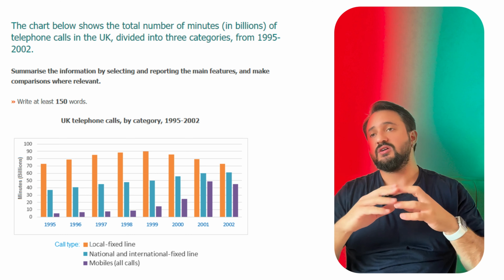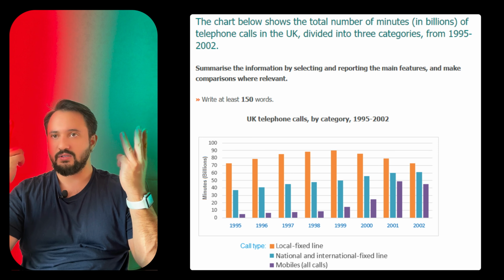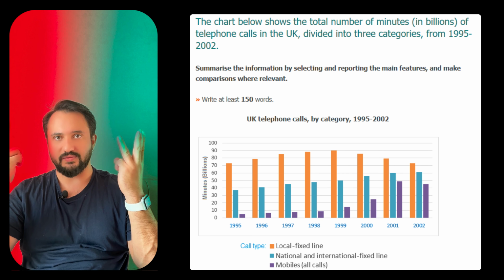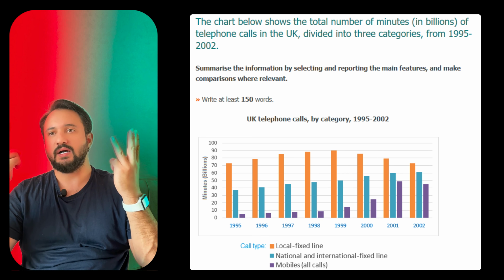As I said to you, we have call types, okay? We have three call types: local, national, mobiles, basically. So I have three main groups, but I can write main one, it means body one, and body two, it means two body paragraphs. So three subjects, three groups, but two paragraphs. How? Basically, I can group like this. I can mention local fixed line and international fixed line in the first paragraph, and then mobiles in the second paragraph. It's another way.